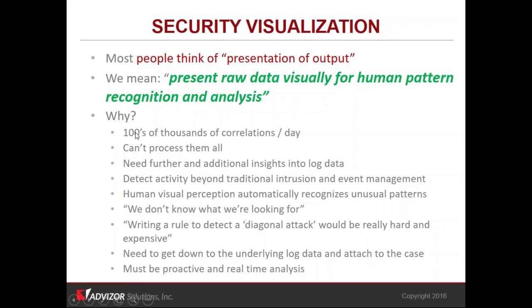And why do you want to do that? Hundreds of thousands of correlations a day. You can't possibly process them all. You need further and additional insights into log data that's not coming from the detection systems and the rules-based algorithms. You want to detect activity beyond the traditional intrusion and event management. It's human visual perception that automatically recognizes unusual patterns and helps understand what's going on. We don't know what we're looking for. Writing a rule, for example, to detect a diagonal attack would be really hard and expensive.